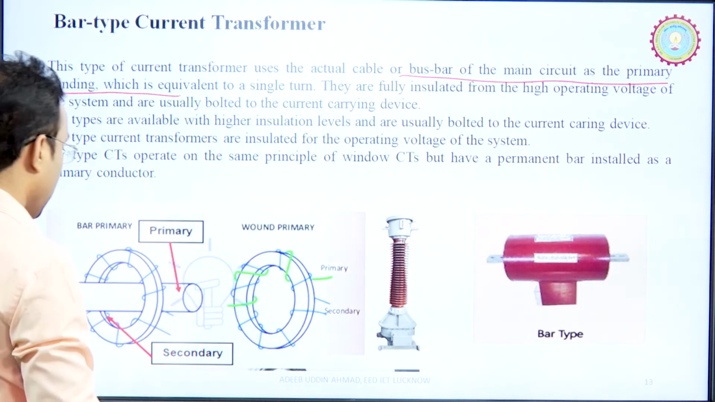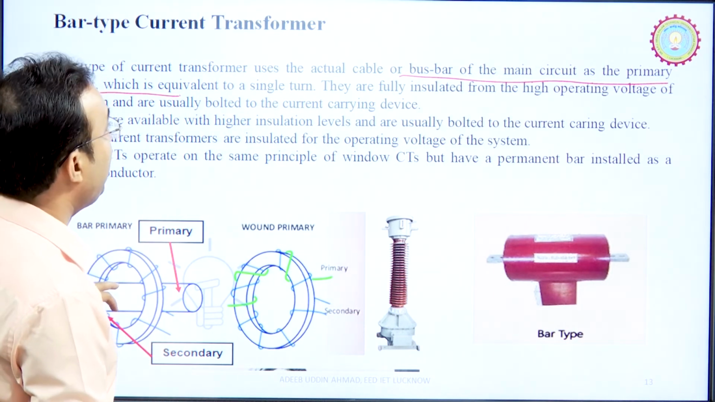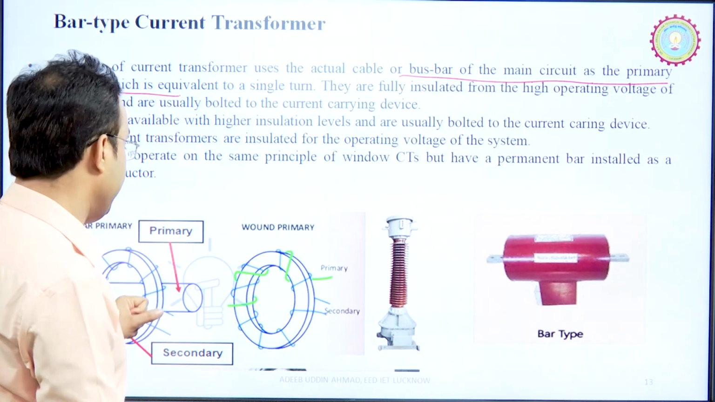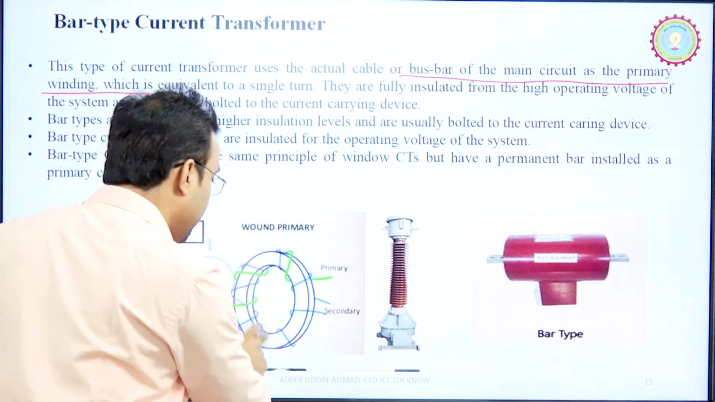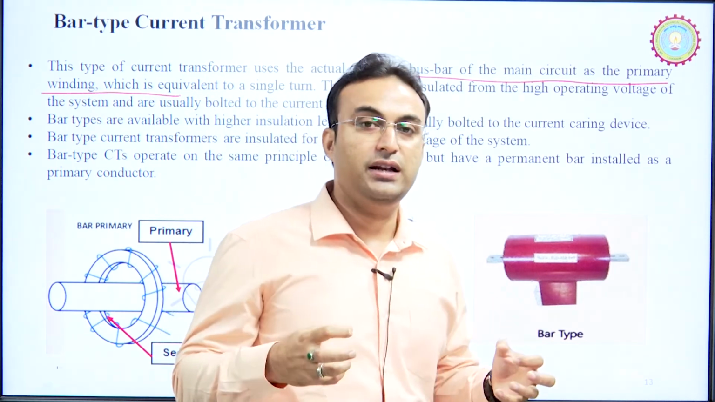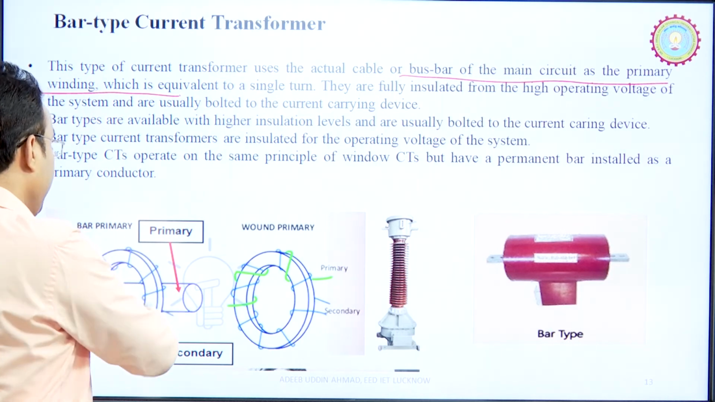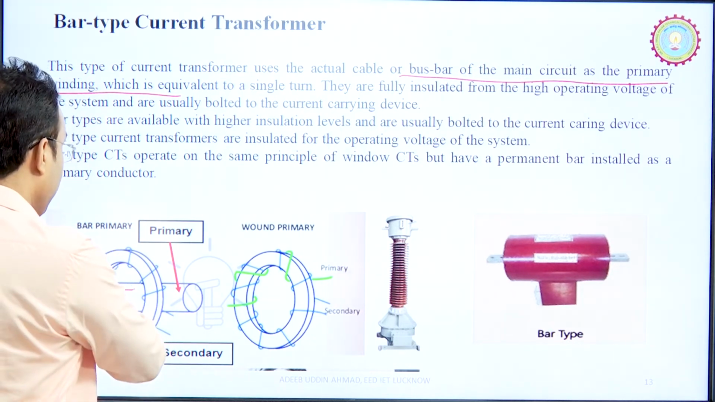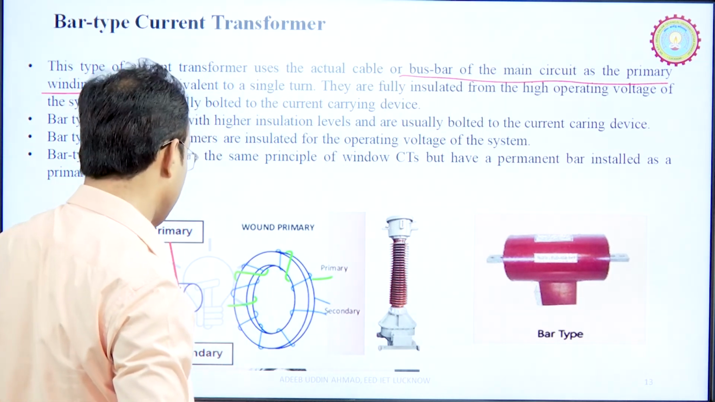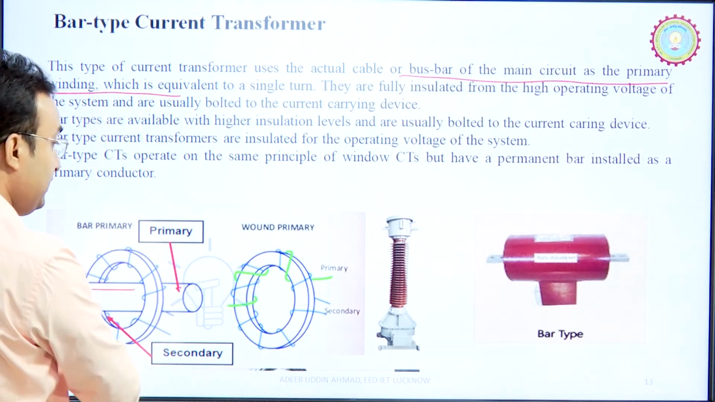So, bar type has this type of structure, we have a bar type primary, and this bar type primary has some secondary, so that we have some fixed bar. Through this bar a high amount of current will flow, and we have a magnetic linkage of the secondary to the primary. So, this is the primary and we have some core, on that core we have the secondary. So, we can understand this is primary and this is secondary.